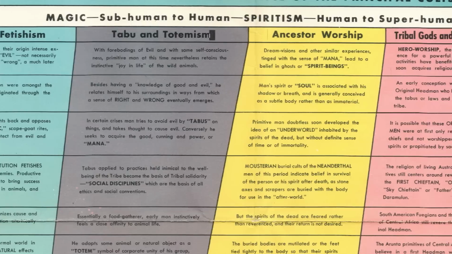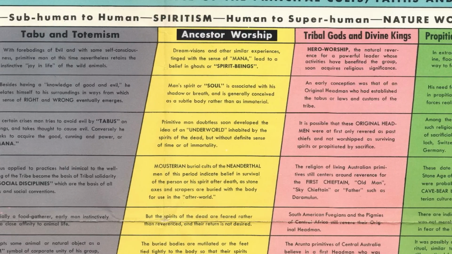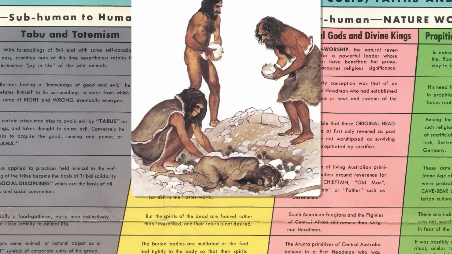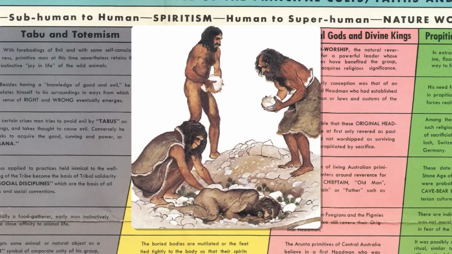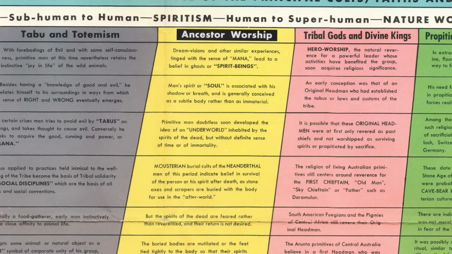All right, we now come to ancestor worship. And this one probably represents the oldest type of religion because it relates to burial practices, which go back at least 100,000 years. We now know that even Neanderthals buried their dead with certain rituals. The idea expressed here is that people often see their dead relatives in dreams, and that this led to the belief in mana, which is a Polynesian word for life force, but also to concepts such as ghosts, spirits, and souls, which in turn led to the belief in some sort of underworld or afterlife.